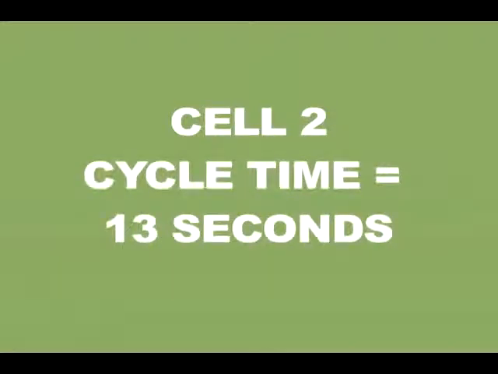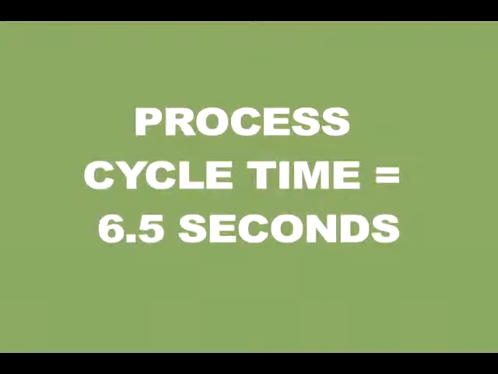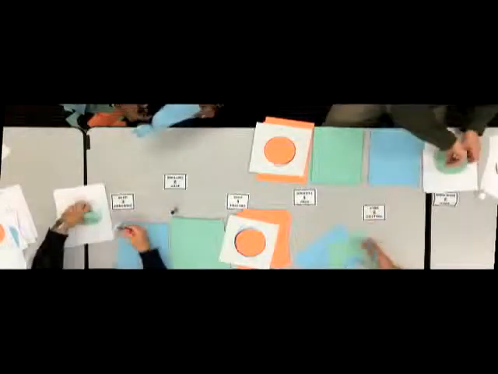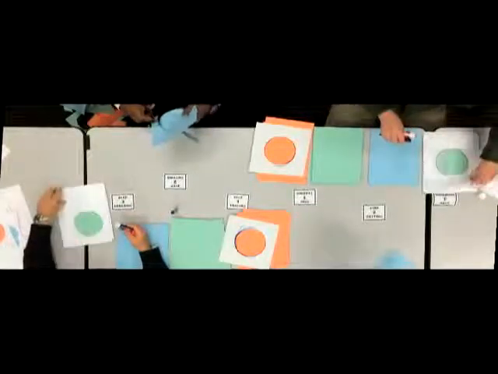With two cells producing a unit every 13 seconds, we effectively have a unit coming out of our operation every 6.5 seconds, which meets our takt time of 7.5 seconds. Now let's measure the product lead time. If customer 2 orders a unit, will they get it in 30 seconds?